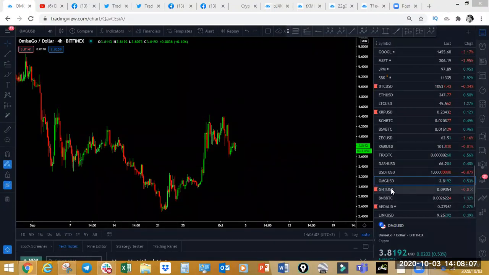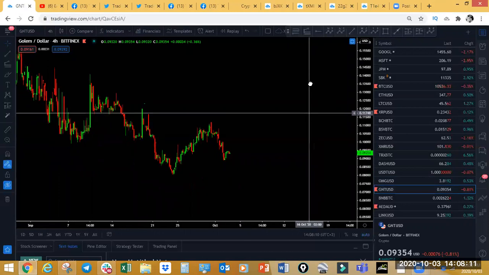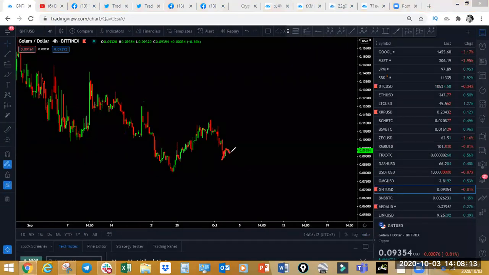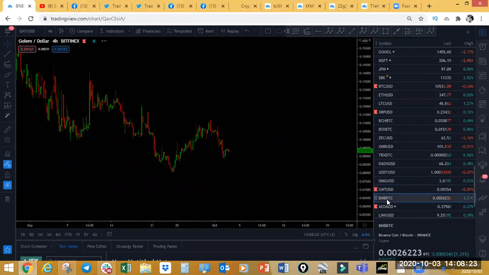All right, so this one is Golem. Golem, we can just get a slight pullback here, 1, 2, 3, retest the low here, and a possible bounce back before continuation to the downside. Binance.